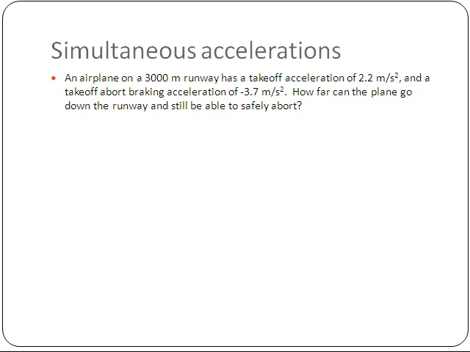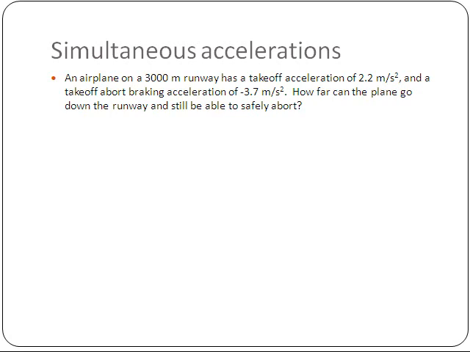Once it's in the sky, it doesn't really matter anymore. But if something goes wrong and they can't take off, they have to hit the brakes and put the engines in reverse. When they do that, they can, in this case, have a maximum acceleration of negative 3.7 meters per second squared. It's a deceleration. That's the reason why it's negative here. The question is, how far can the plane go down the runway and still be able to safely abort?